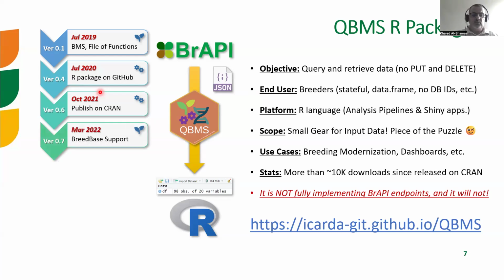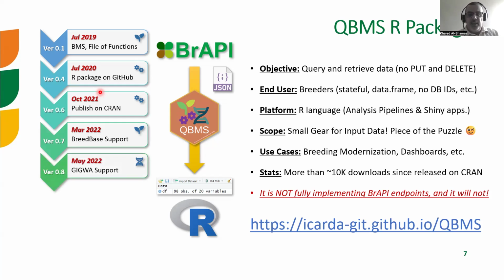In March 2022, and I believe that was during one of the BrAPI hackathons, we worked on adding support for other databases, because you remember we started with BMS, that was our in-house need. Then we said, okay, while other breeding database systems provide support for a BrAPI interface, why not expand the databases that we can hook to, or query and retrieve the data from. So we worked with the BreedBase people to add support for that database, and that was released with version 0.7 in March 2022.